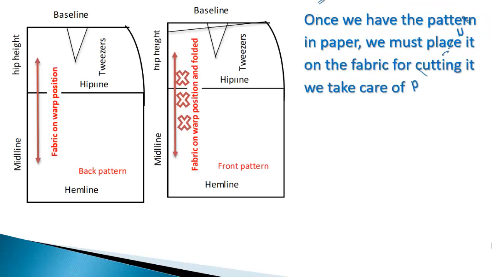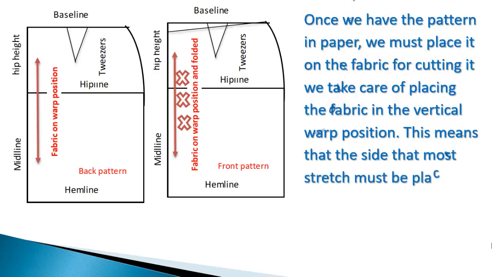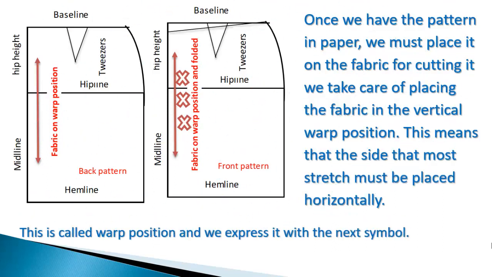Once we have the pattern on paper, we must place it on the fabric for cutting it. We take care of placing the fabric in the vertical warp position. This means that the side that stretches most must be placed horizontally. This is called warp position, and we express it with the next symbol.